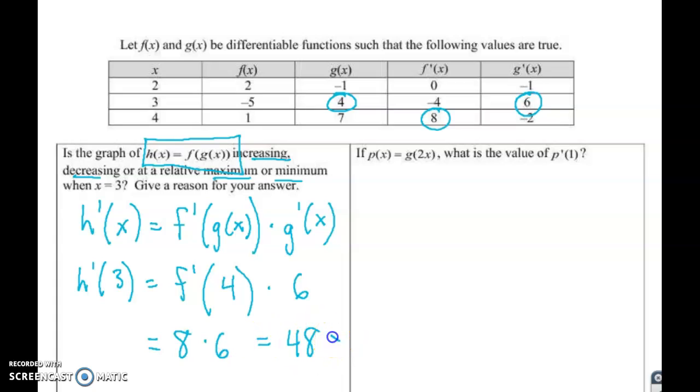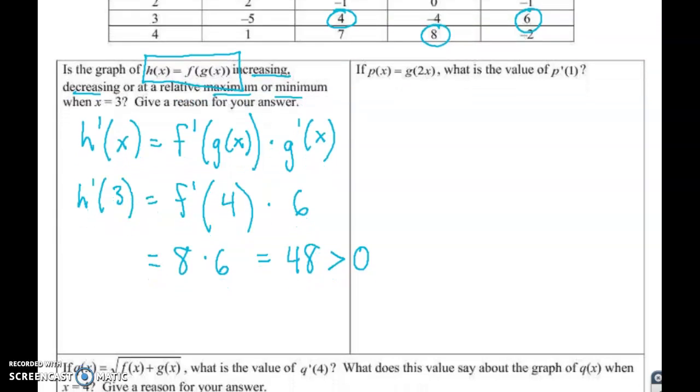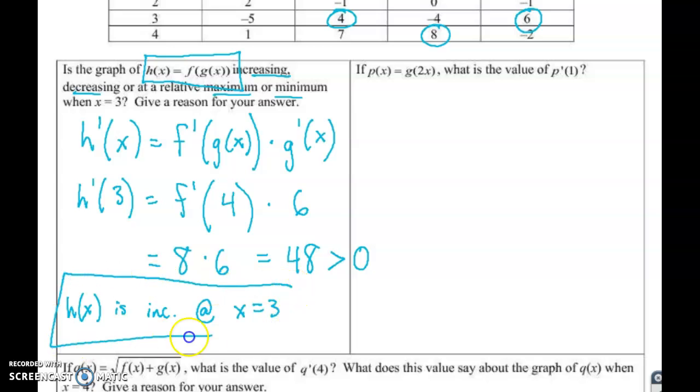All we care about, though, in this question is that the derivative is greater than 0. So what does that mean? That h of x is increasing at x equals 3. And if you're asking where my reason is, it's all of this work, but I'm just highlighting h prime of 3 is greater than 0. And these equals just show the work that led to that answer. All right, very good. Let's look at the next problem.